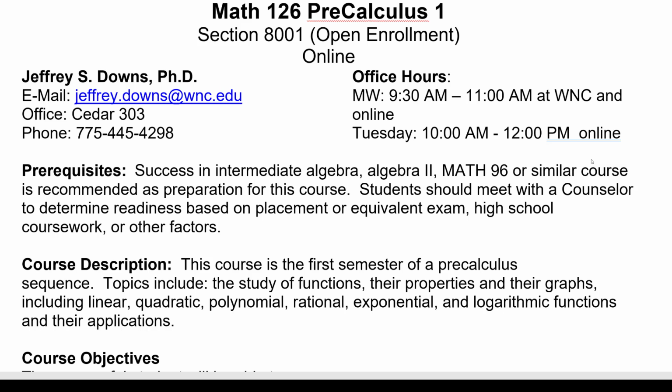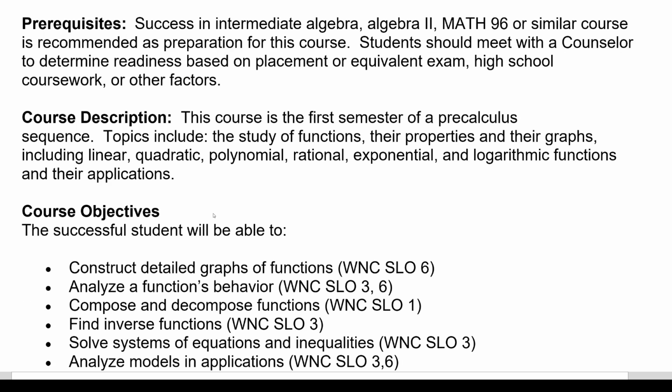Prerequisites. By the way, I'm going to read you some boilerplate stuff that comes from the college website. So, anyway, here we go. Prerequisite: success in intermediate algebra, algebra 2, math 96, or similar course is recommended as preparation for this course. Students should meet with a counselor to determine readiness based on placement or equivalent exam, high school coursework, or other factors. Course description: this course is the first semester of a pre-calculus sequence.